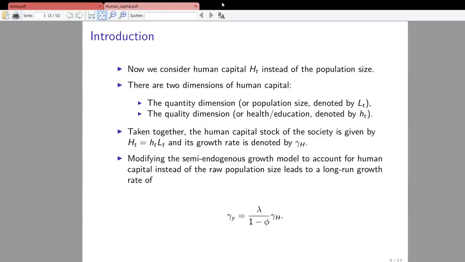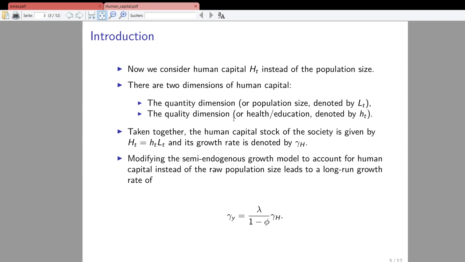To this end, we now consider aggregate human capital, denoted by H sub t, instead of the population size. The model is formulated in discrete time because that's easier to deal with the quality-quantity trade-off at the household side. Now, there are two dimensions of human capital, basically. The quantity dimension, that's the population size, how many people there are, how many scientists there are. That's still denoted by L sub t, so that's the production factor, labor.